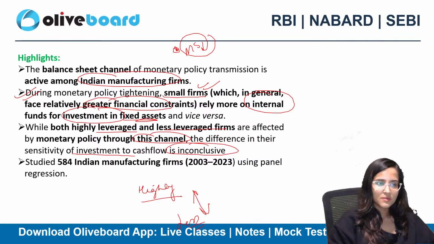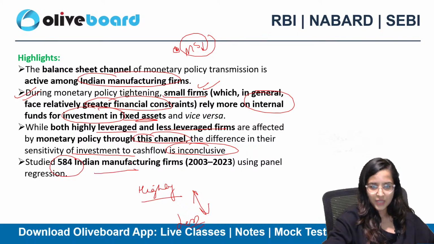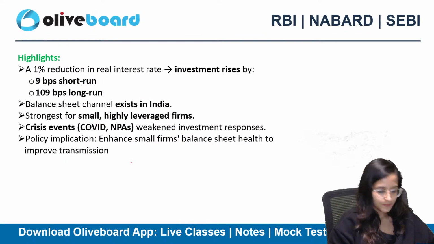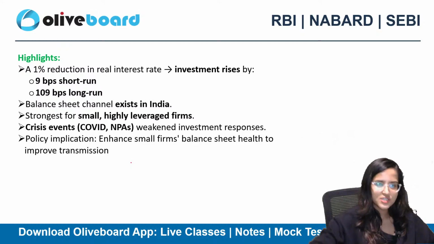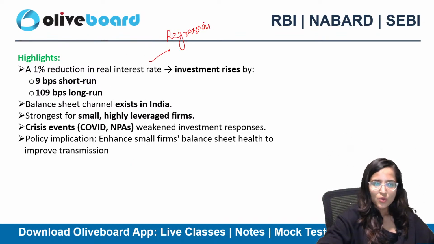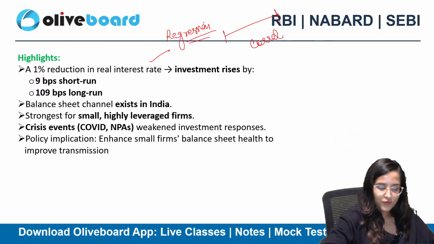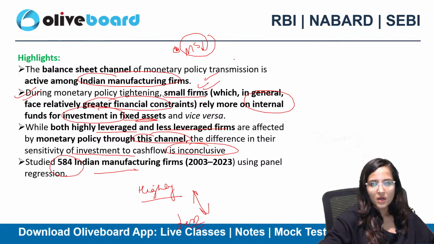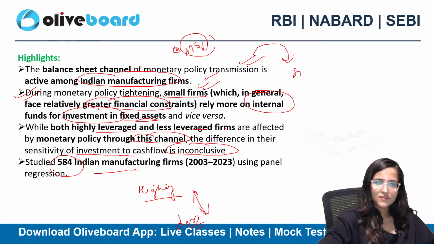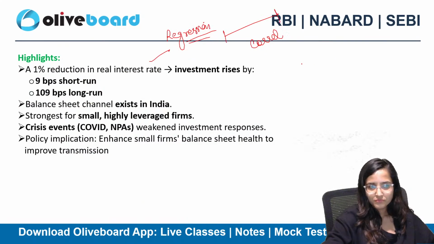For this we have studied 584 Indian manufacturing firms and used panel regression. You don't need to know what panel regression is. It is a type of regression wherein we try and see the correlation between, like over here we are trying to see the relation between monetary policy transmission and the investment mechanisms. So what is the relation between the two?